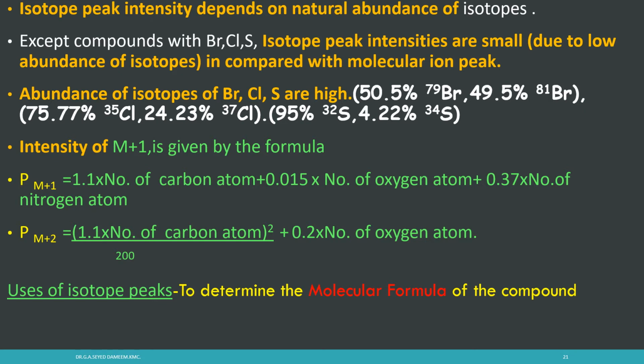The intensities of M plus 1 and M plus 2 are taken from the mass spectrum of the compound, and using these formulas we can determine the molecular formula of the compound. That is the use of isotopics.